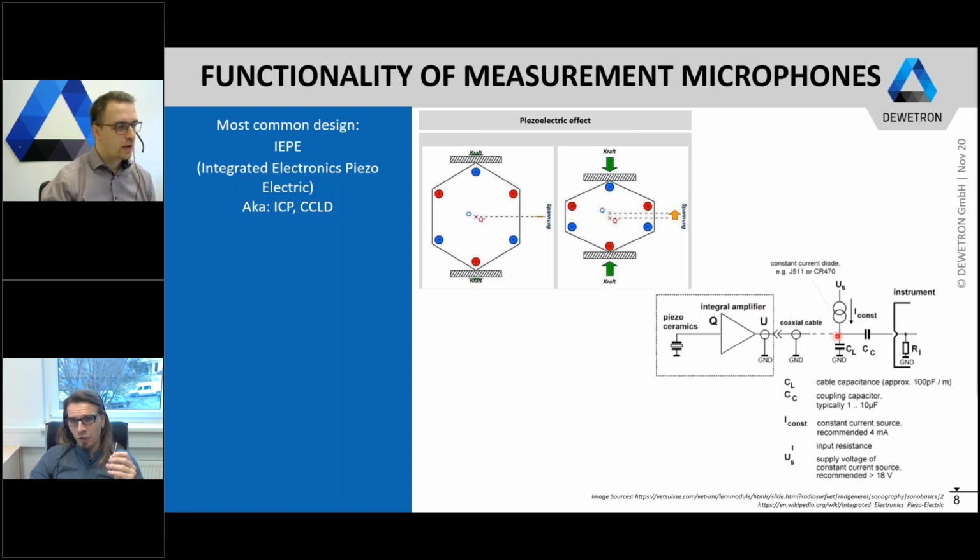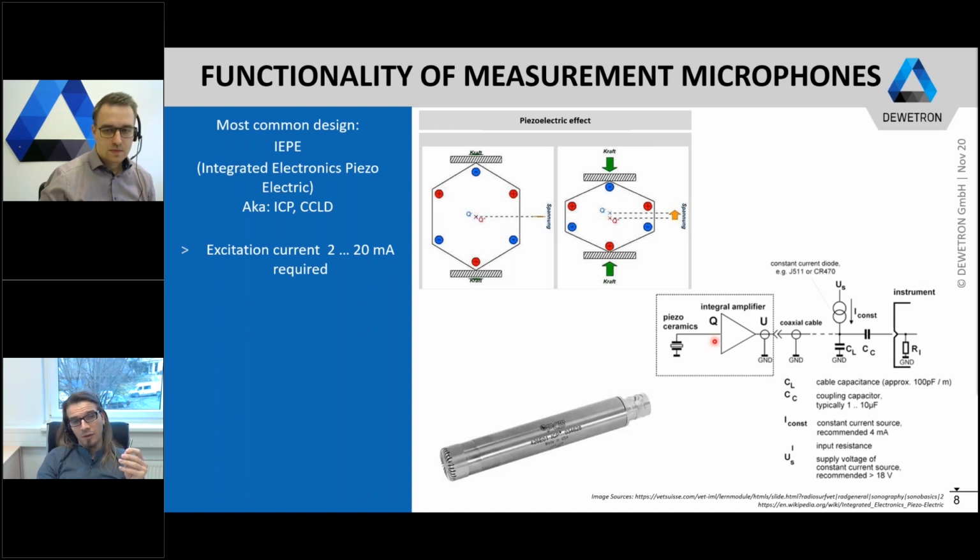And the excitation current to run this amplifier is also integrated here on the measurement system side. The excitation current is typically in the range from 2 to 20 milliamps, and it is also transmitted across the signal cable here. And this is a typical microphone from PCB, just to give you an indication how it looks.